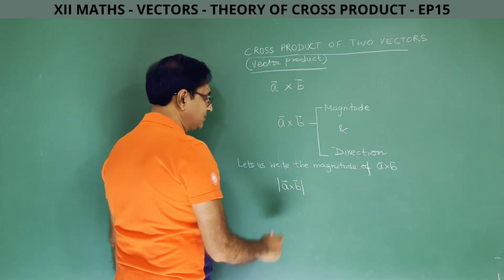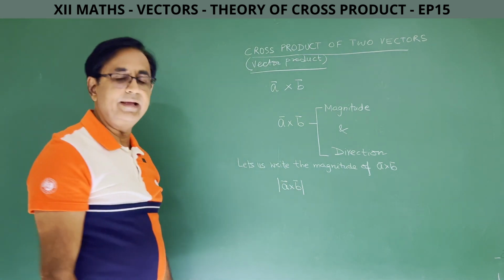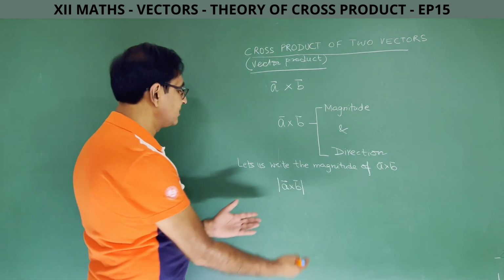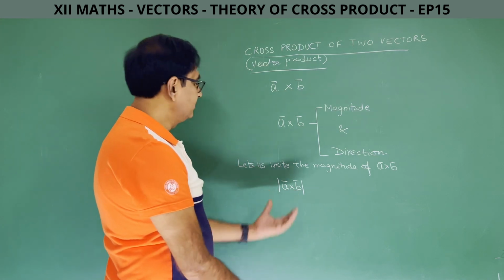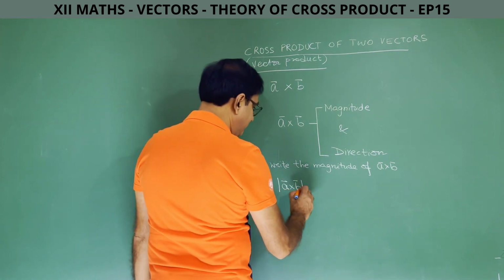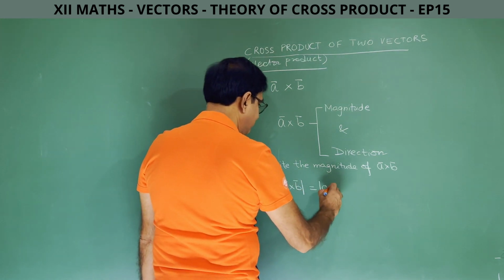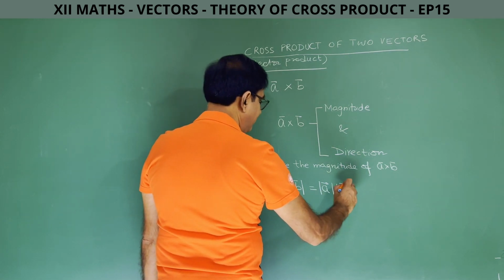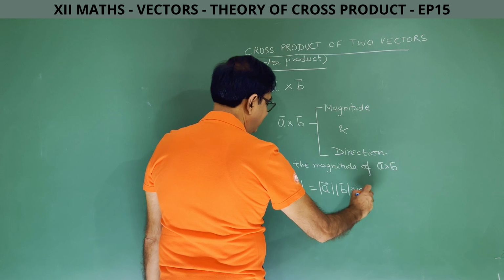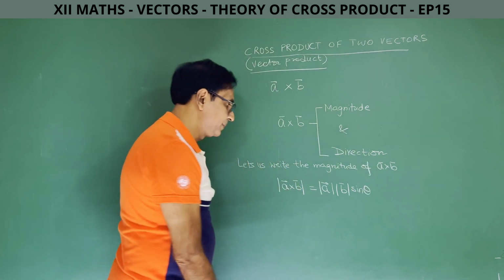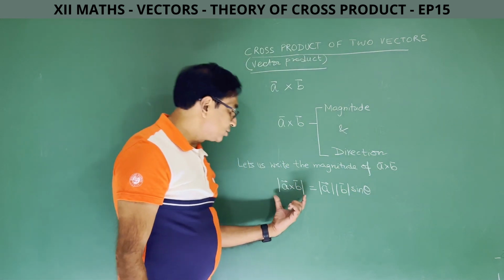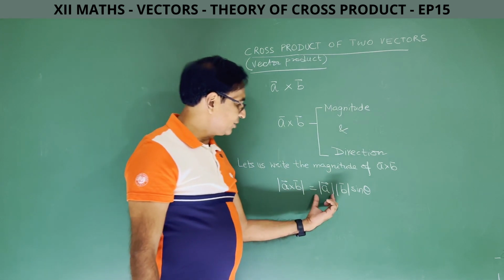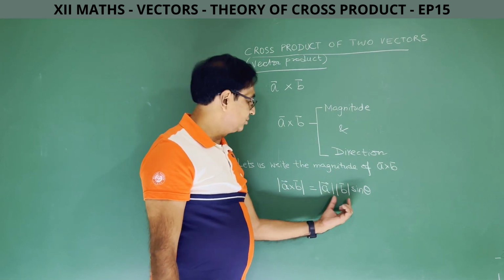This is also called the modulus symbol, but when I apply the same modulus symbol on vectors, it is called the magnitude of the vector. Some of you may like to call it mod also. So this is the formula for magnitude of A cross B: magnitude of vector A, magnitude of vector B into sine of the angle between them. The magnitude of any vector is always a positive number. Magnitude of A is a positive number, and so is magnitude of B.